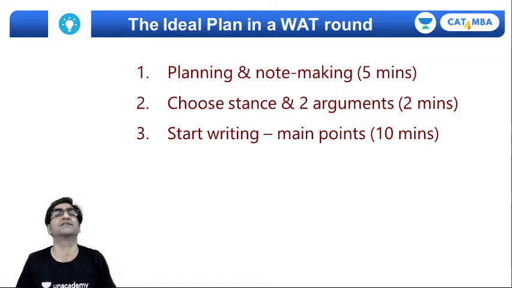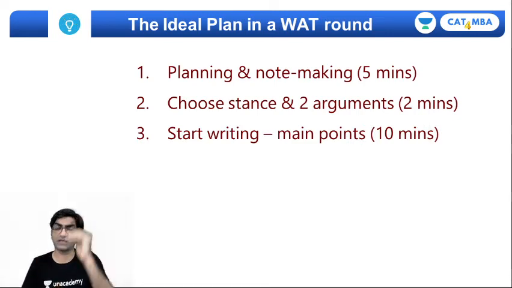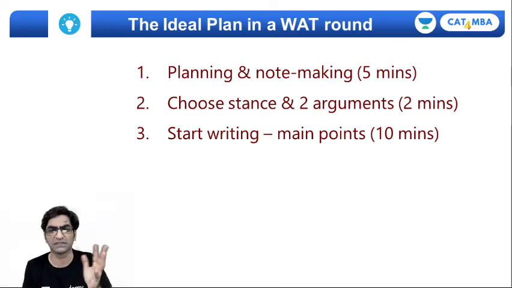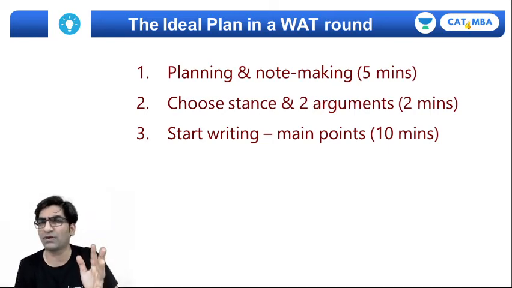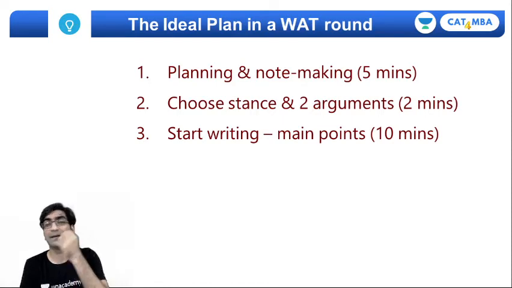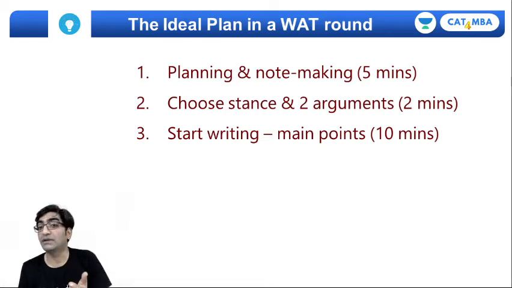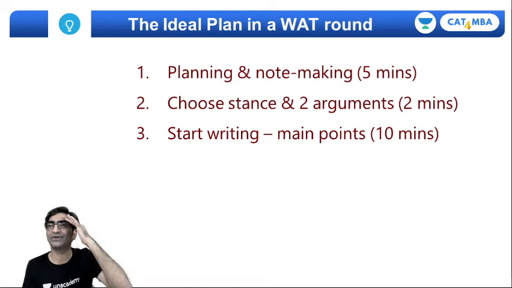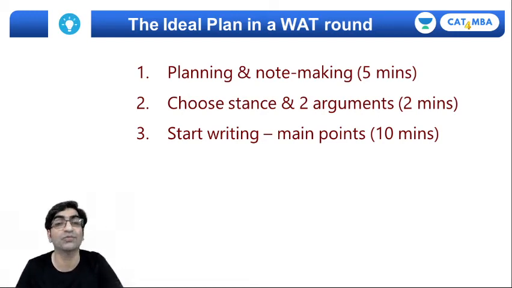Step number 3 is when you start writing your introduction and your main points in the essay. They should roughly take about 10 minutes, right? Do keep track of time because that's important, right? I need to write about 5 to 6 paragraphs in 10 minutes. That means every paragraph should roughly take me about a minute to 2 minutes, right? And if you're taking more than that and you're trying to think more, then get a move on, right?